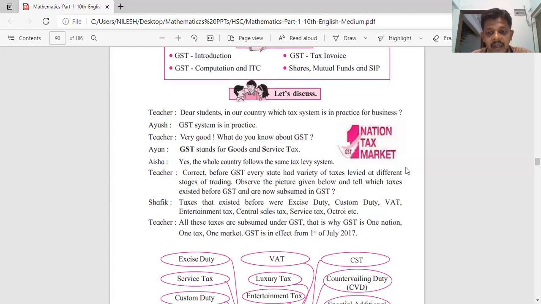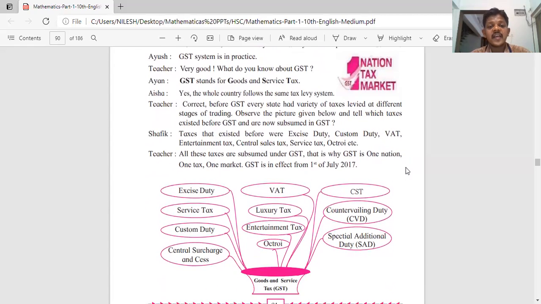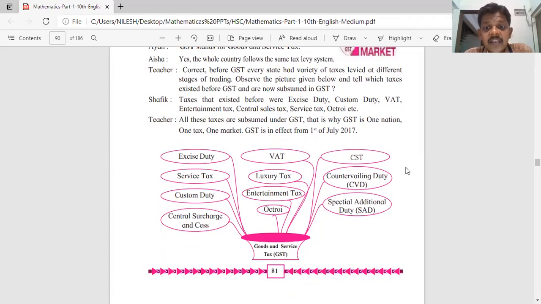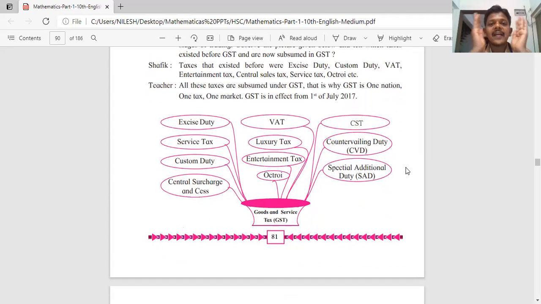Observe the picture given below and tell which taxes existed before GST and are now subsumed in the GST. You see, excise duty, service tax, custom duty, central surcharge and cess, octroi, entertainment tax, luxury tax, VAT, CST. So many different taxes were there. See what they are saying. Taxes that existed before were excise duty, custom duty, VAT, entertainment tax, central sales tax, service tax, octroi, etc. And all these taxes now come under one category, that is the GST. That is why GST is one nation, one tax, one market.